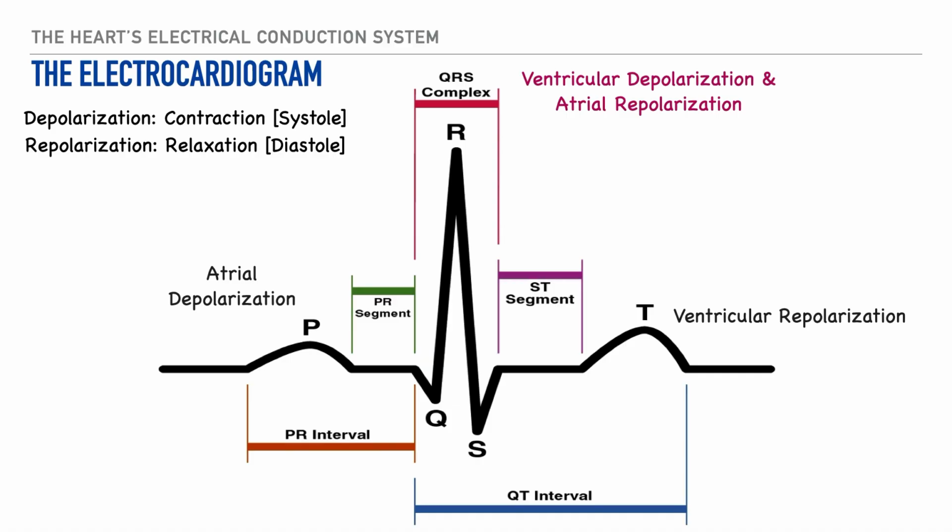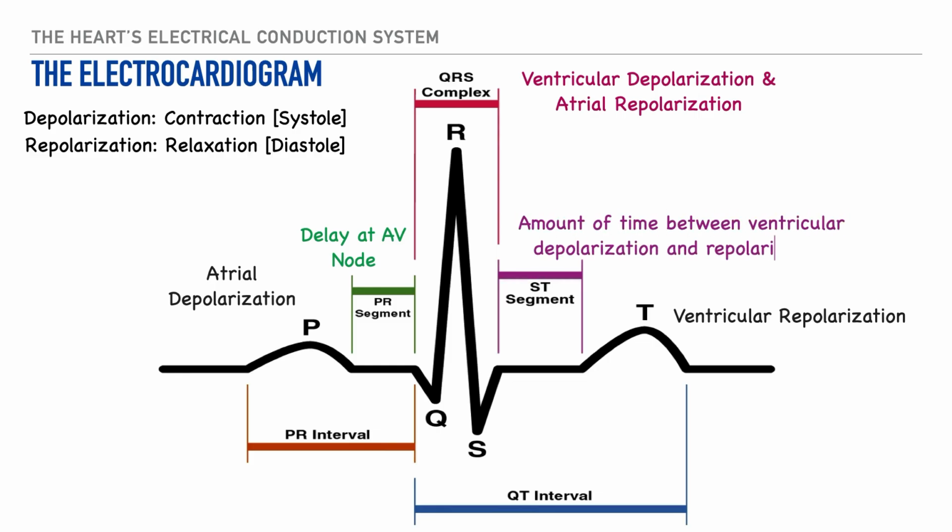For example, we have the PR segment. This represents the intentional delay we noted earlier at the AV node, allowing for the atria to finish contracting. Next, we have the ST segment, and the ST segment represents the amount of time that it takes between the ventricles contracting and the ventricles relaxing.